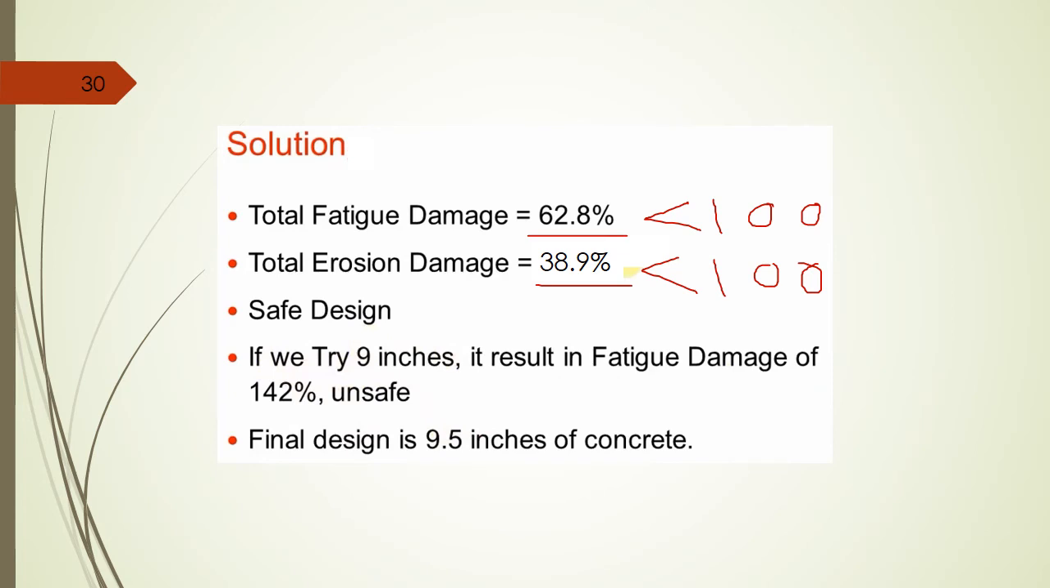However, if you try to decrease the concrete slab thickness to be economic, if you try to repeat the example at 9 inches, it will result in fatigue damage of 142%, so it will be unsafe. So the minimum thickness for this concrete under this traffic load will be 9.5 inches.